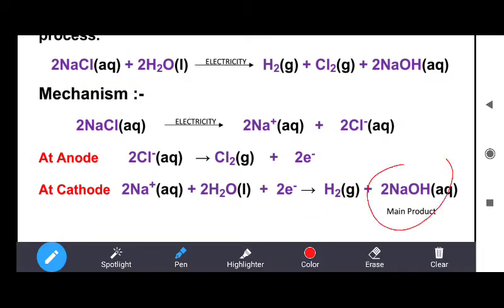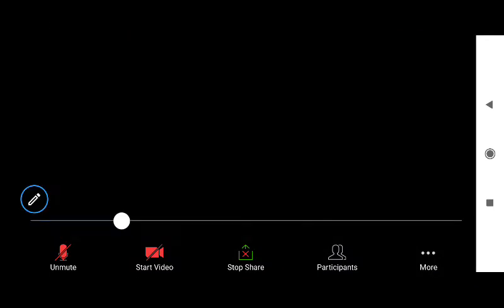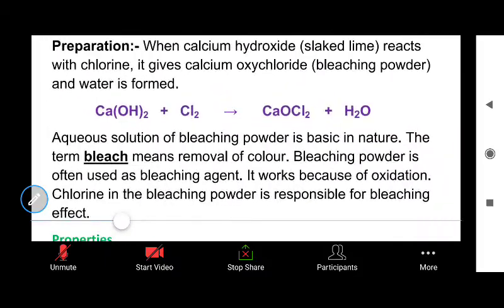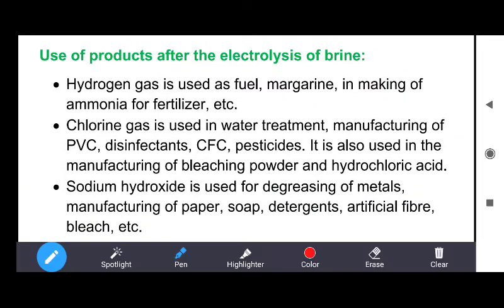Here NaOH is obtained as a main product, while hydrogen gas and chlorine gas are obtained as a side product or byproduct. These are also called side product or byproduct. There are some uses of products after the electrolysis of brine.